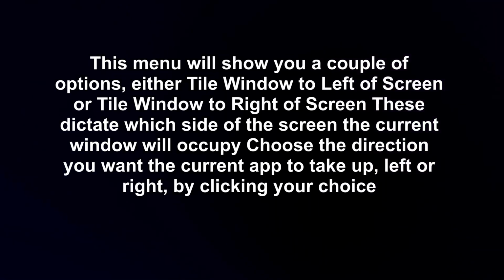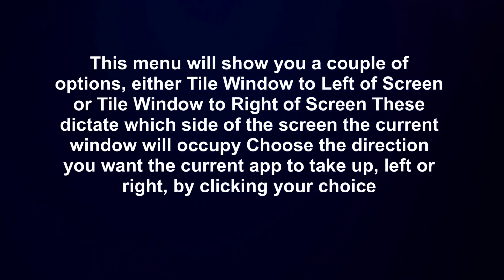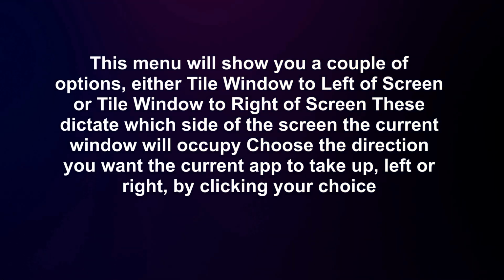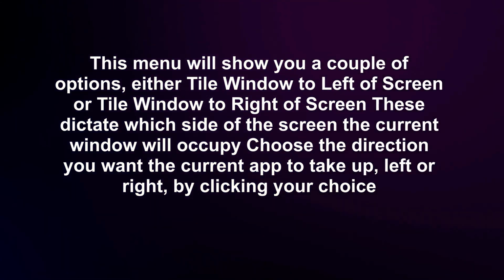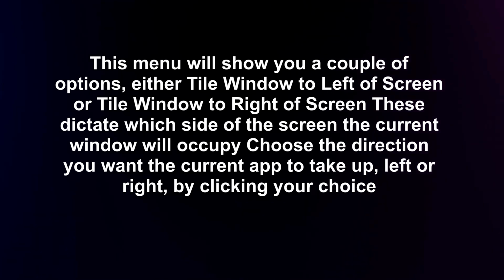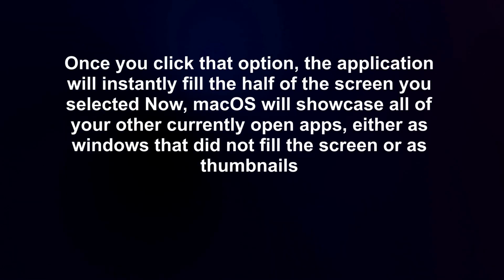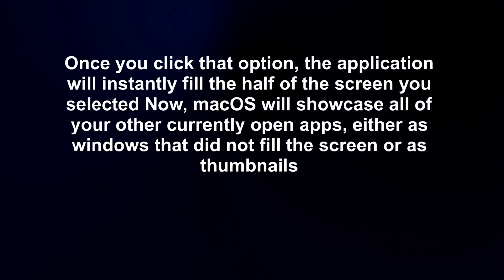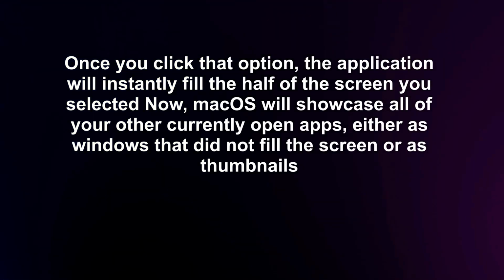This menu will show you a couple of options, either tile window to left of screen or tile window to right of screen. These dictate which side of the screen the current window will occupy. Choose the direction you want the current app to take up, left or right, by clicking your choice. Once you click that option, the application will instantly fill the half of the screen you selected.